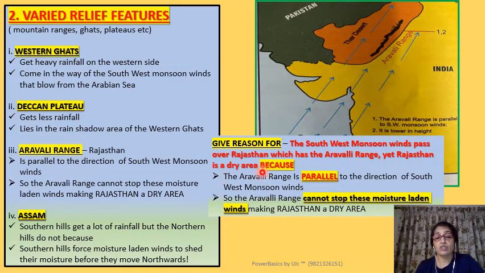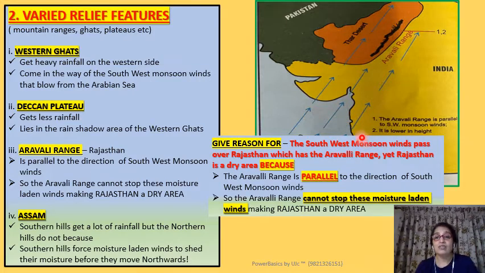Yet Rajasthan is a dry area because the Aravali range is parallel to the direction of the southwest monsoon winds. So the Aravali range cannot stop these moisture-laden winds, making Rajasthan a dry area. So it's important that the range, which is like a mountain, lies in the way of the winds. If the winds are blowing this way and you're parallel to it, the winds are going to go past and go away. They'll just bypass you completely, no rainfall.